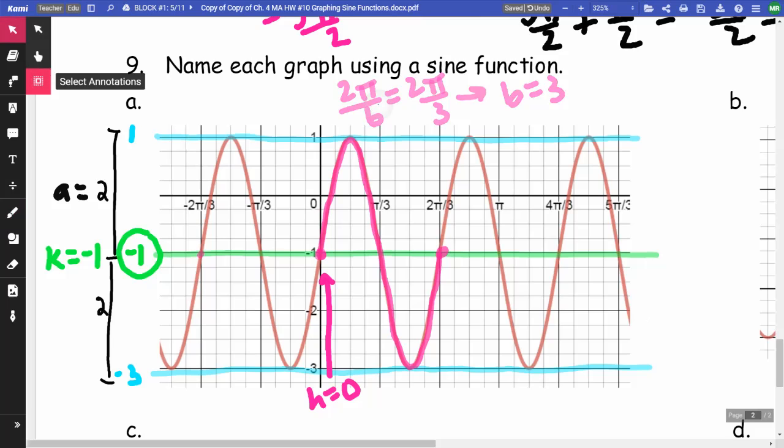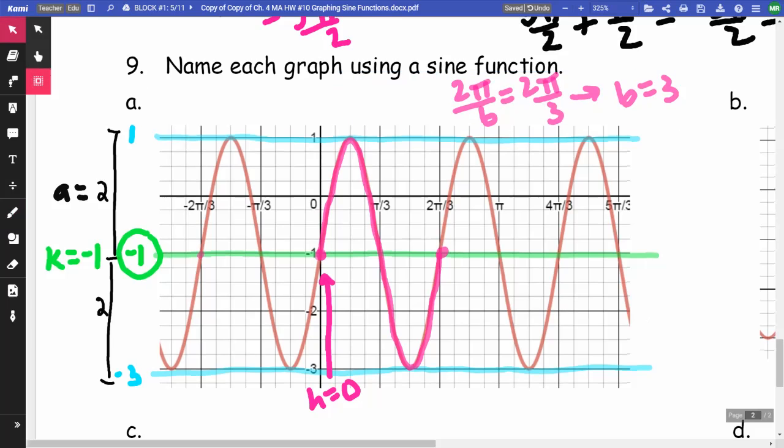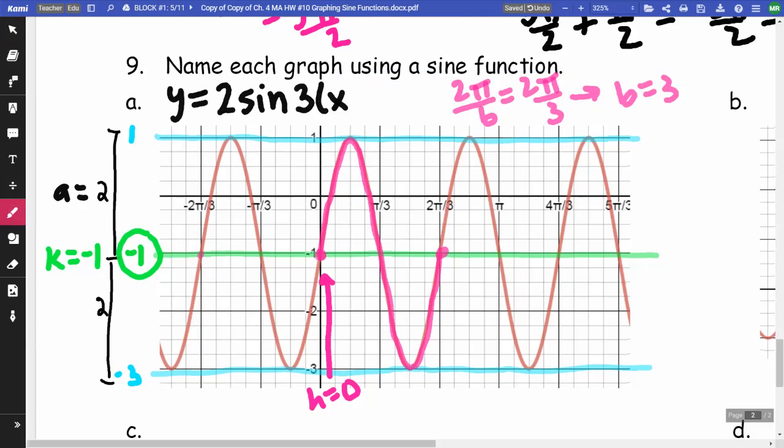I'm just going to see if I can move this over a little bit. Okay, I'm going to write my equation here. I'm going to write it in black. So this is going to be y equals, my amplitude is 2, and I'm going up first, so it's going to be a positive 2 sine, my b is 3, okay? And then in parentheses x, well, it would be x minus my h, but I'm not moving left or right, so this is going to be just x, and then -1. And that is one possibility.